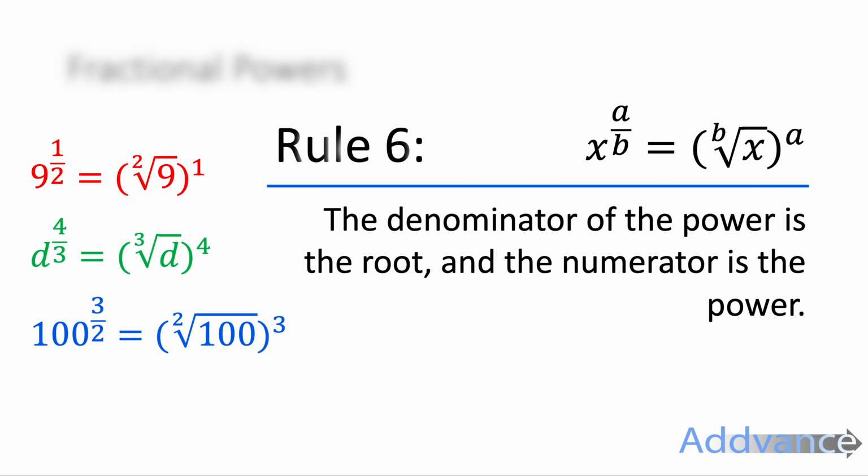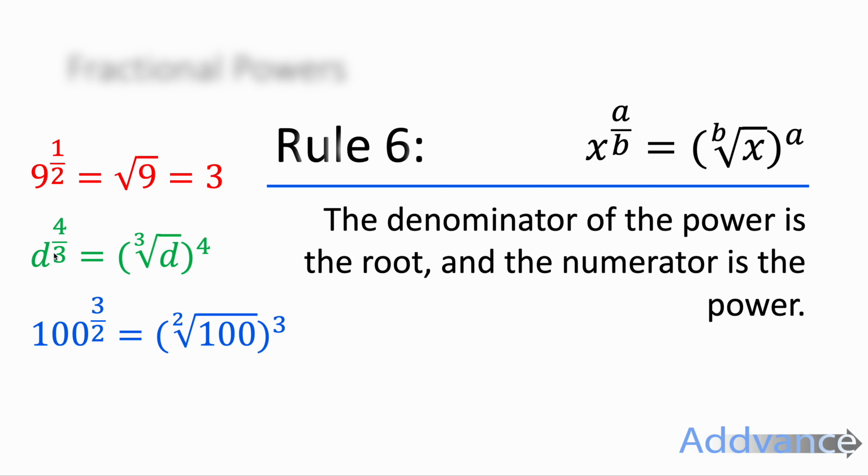Got some examples over here. Let's look at this step by step. 9 to the power 1/2 will be the square root of 9 to the power 1. The square root of 9 will be 3. And to the power 1, 3 to the power 1 is just itself.